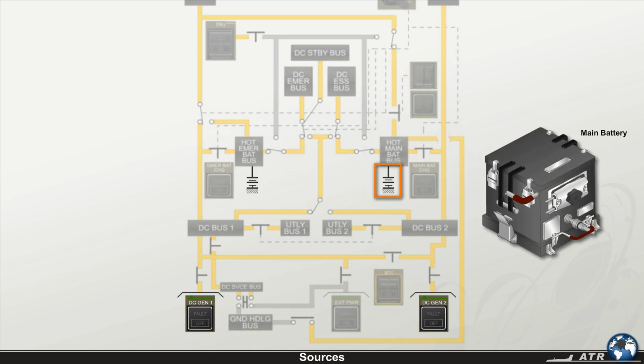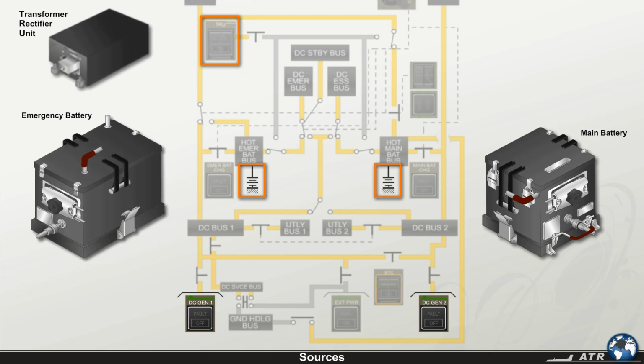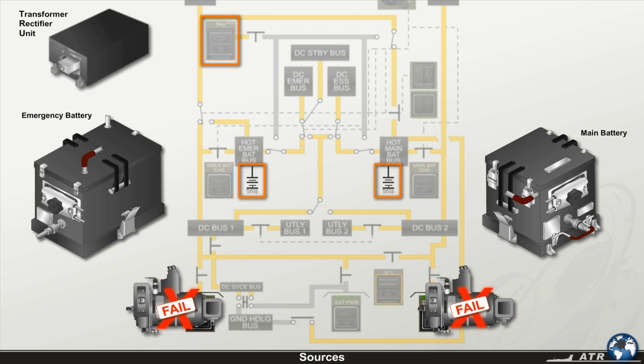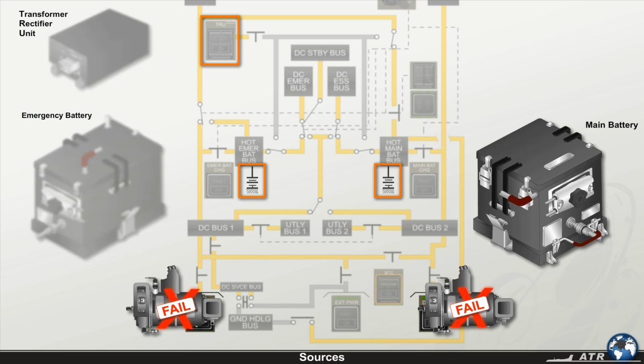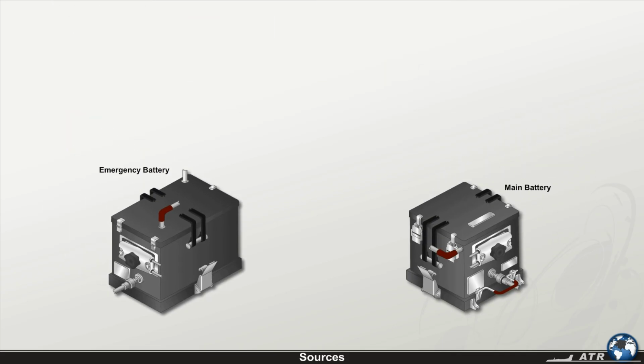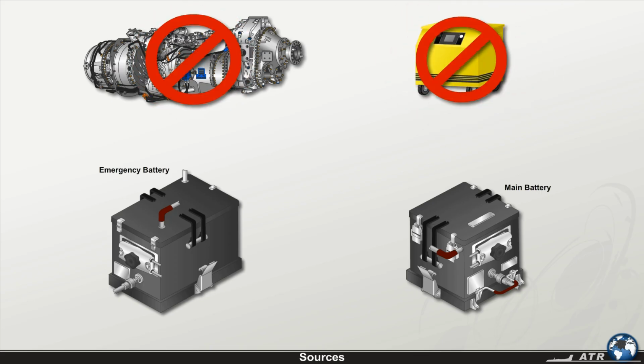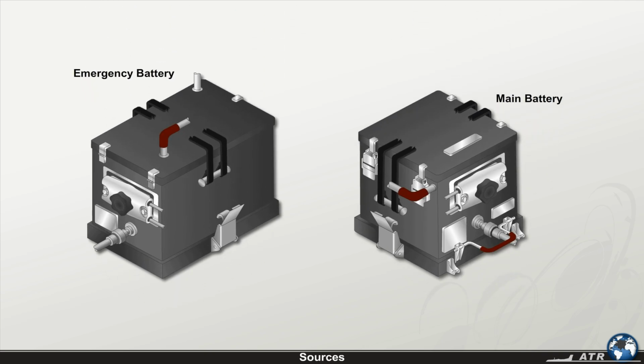The main battery, the emergency battery, and the TRU provide DC emergency supply in case the two DC generators are lost. The main battery, on ground, also provides starting autonomy. When the flight crew members enter the aircraft, the batteries are the only electrical power source available to the flight crew, as no engine is running and no ground external power is connected. First, let's discuss the batteries.